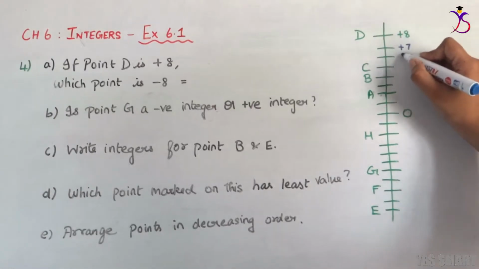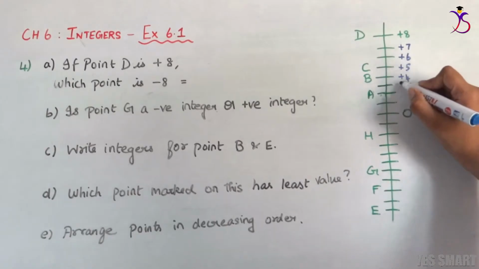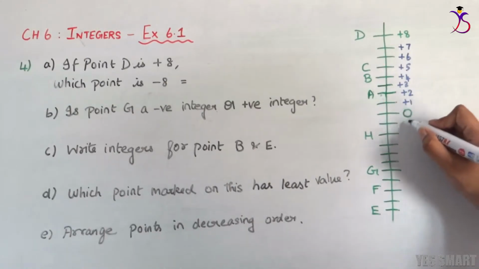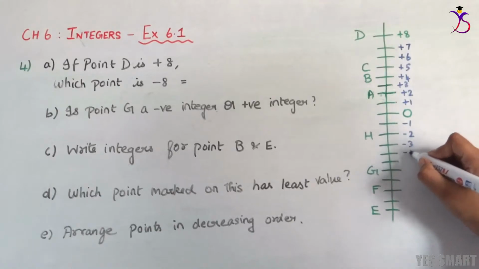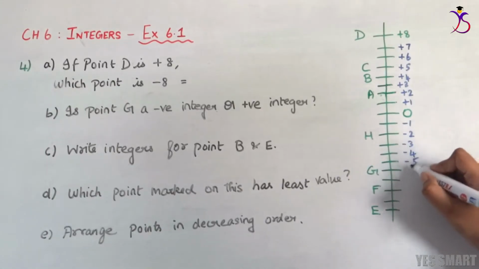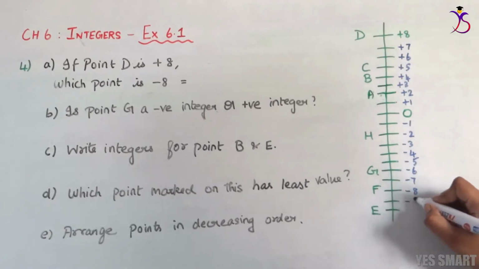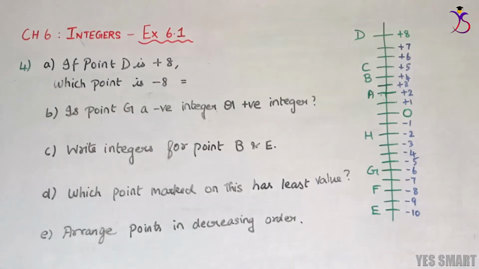+7, +6, +5, +4, +3, +2, +1, 0, -1, -2, -3, -4, -5, -6, -7, -8, -9, -10. So I have completed the number line. And now let's start solving the subdivisions.